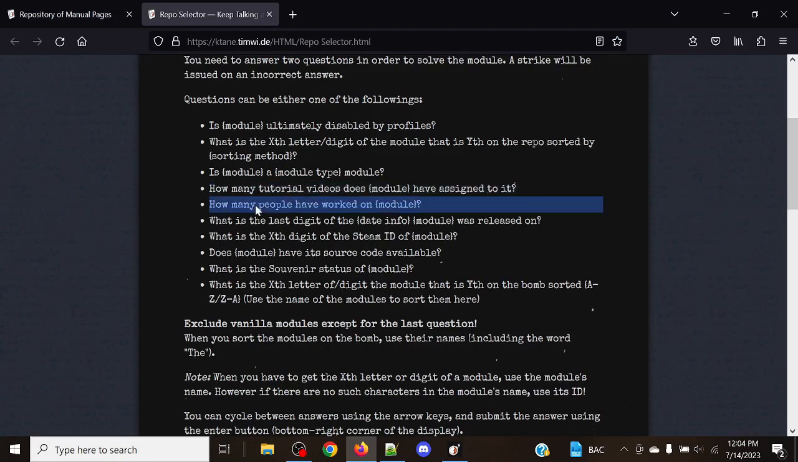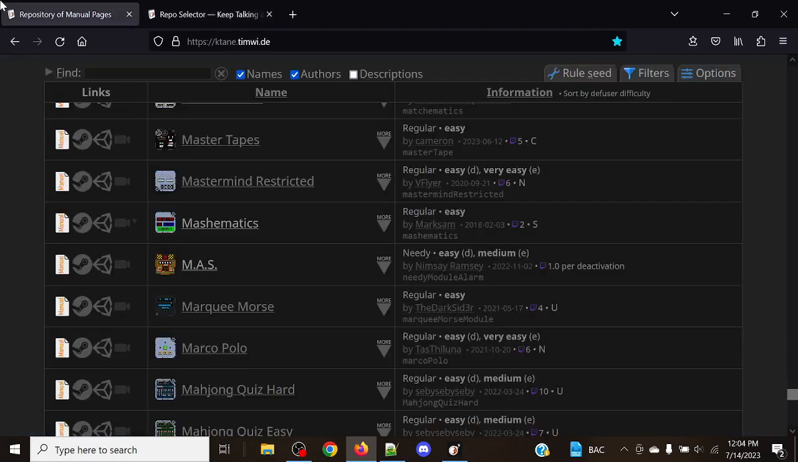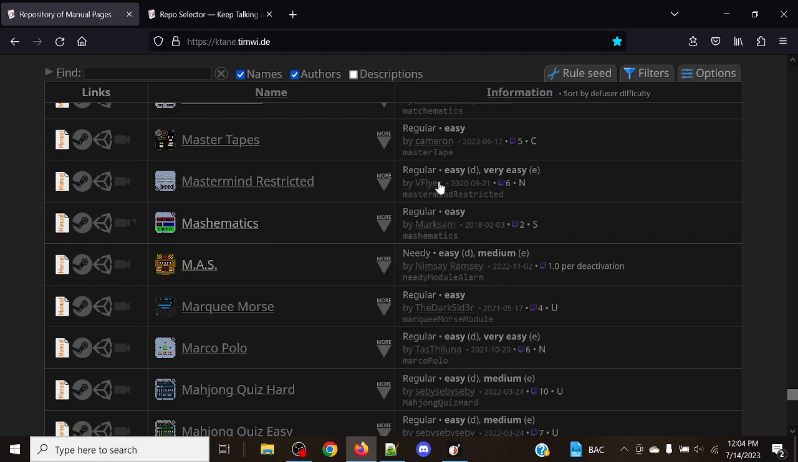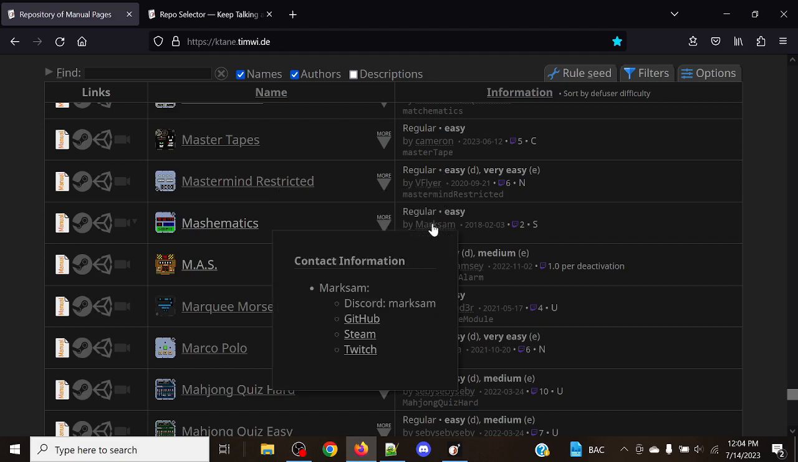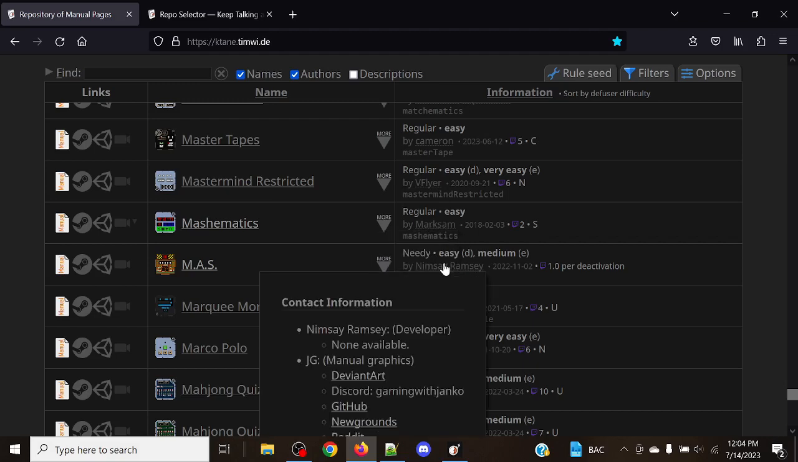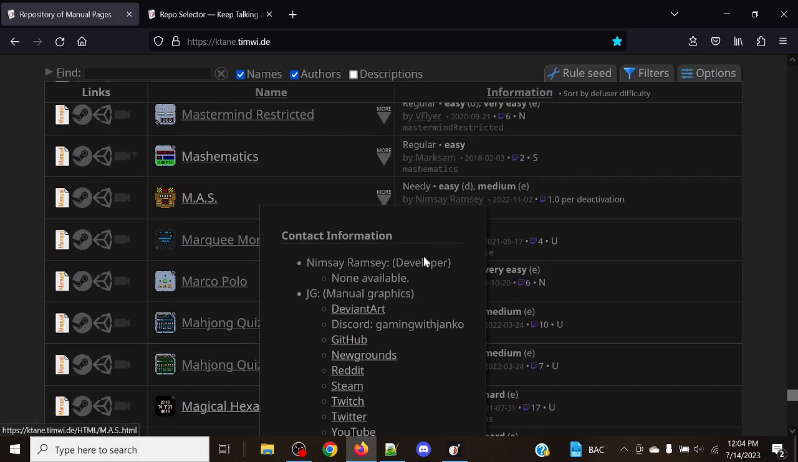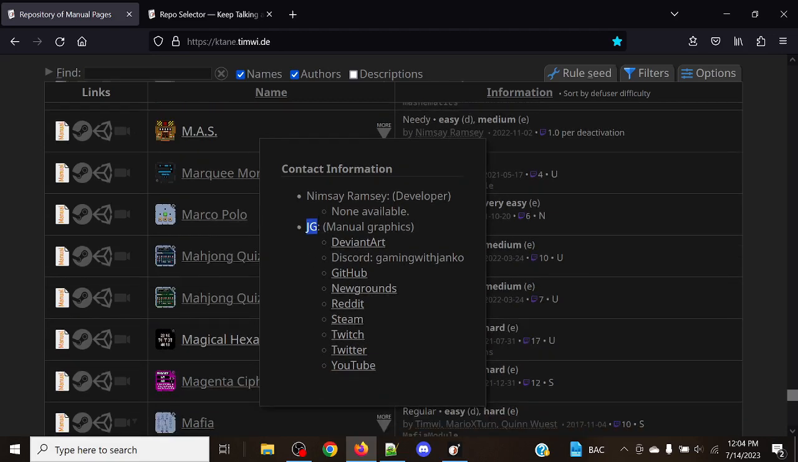Next up, how many people have worked on the module? It's very important that you do this one in a very particular way. In this case, it may say by vFlyer, but there may be other people who have worked on this module, so make sure that you click on the name and check if there was anyone else who worked on this module. In this case, for Moss, Nimsay Ramsey worked on this, and JG developed the manual graphics, so therefore, 2 people have worked on this.